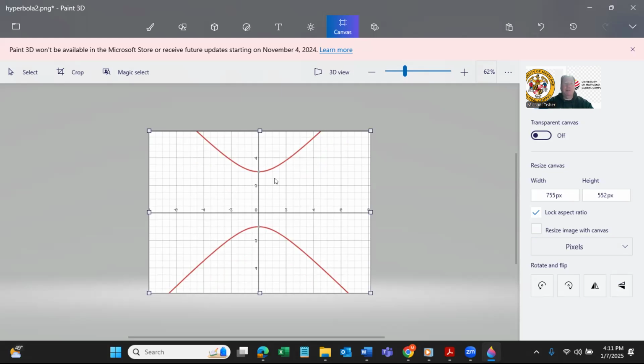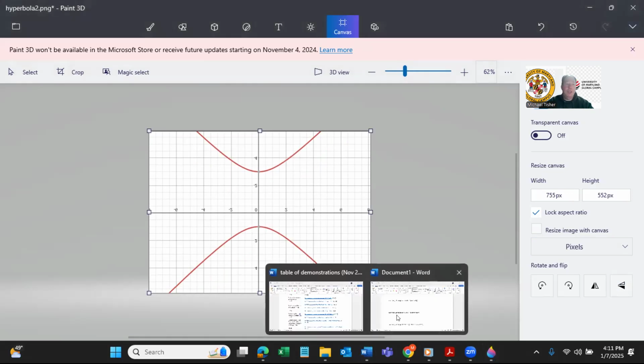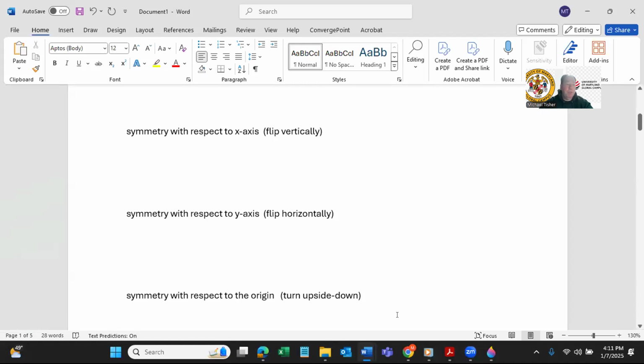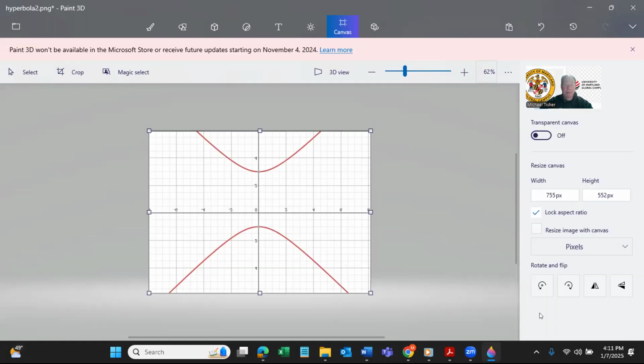Anyway, a different y-intercept means a different graph, and so we do not have symmetry with respect to the x-axis. So we'll say no. Now let's test for symmetry with respect to the y-axis. All right, now let's go back to the original graph.